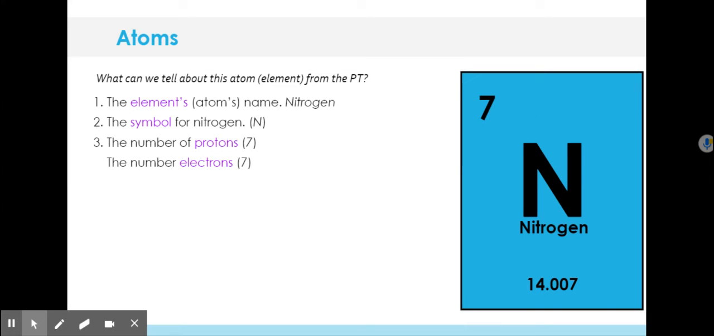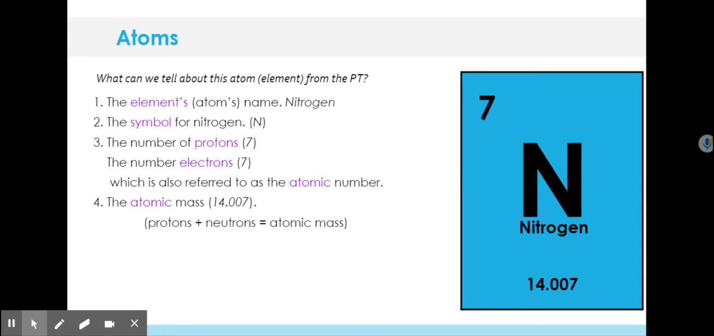Also tells us that 7 is the number of electrons. It's also referred to as the atomic number. The atomic mass is down here, 14.007. And the atomic mass tells us the number of protons and the number of neutrons. So if we add those together, we're going to get the atomic mass.